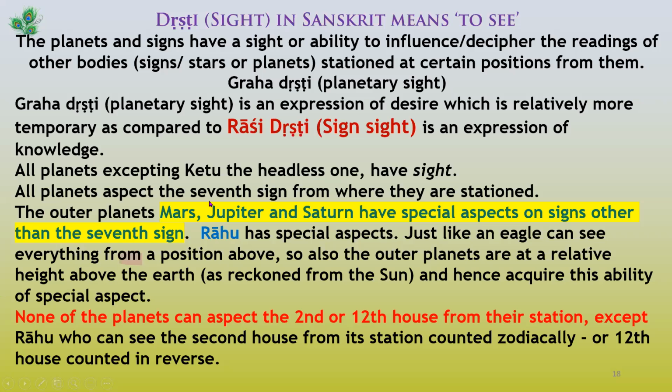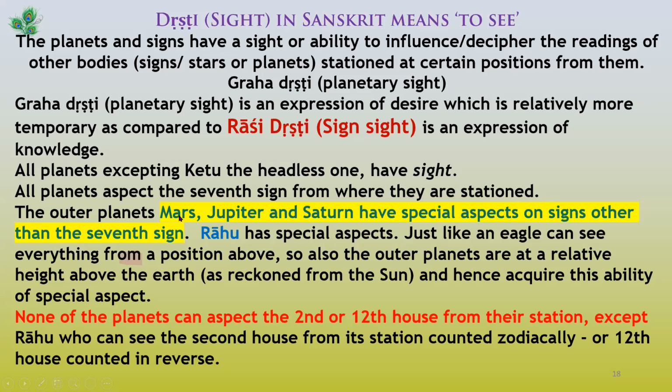All planets aspect the seventh sign from where they are stationed. So this is important, but the exception is Ketu. Ketu has nothing, no sight. So all planets, literally every single one of them, all 8 of them, are aspecting the 7th house from where they are stationed.